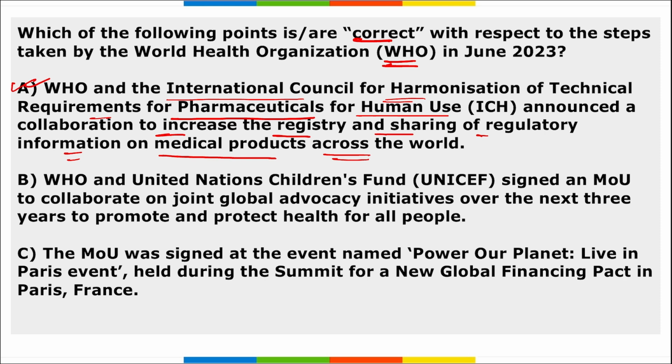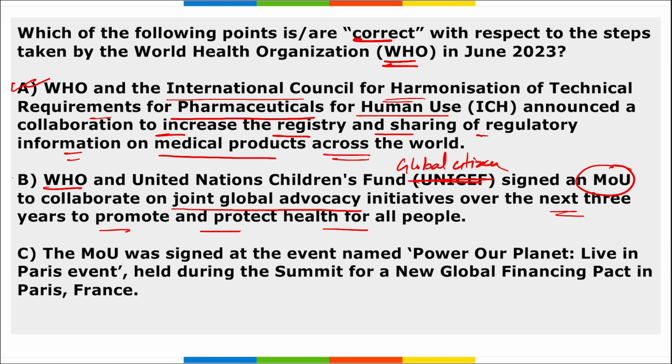Then B, WHO and UNICEF signed an MOU to collaborate on joint global advocacy initiatives over the next 3 years to promote and protect health for all. So remember, it is WHO and not UNICEF, it is WHO and Global Citizen. Global Citizen, they recently signed an MOU to collaborate on joint global advocacy initiatives over the next 3 years to protect and promote health for all.